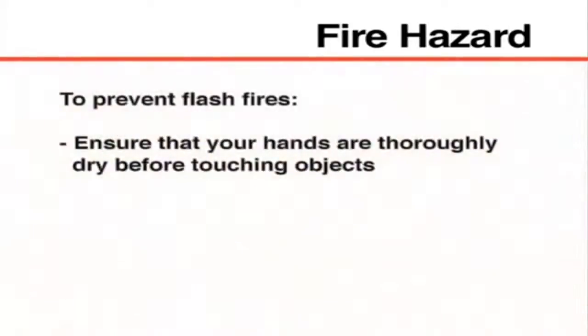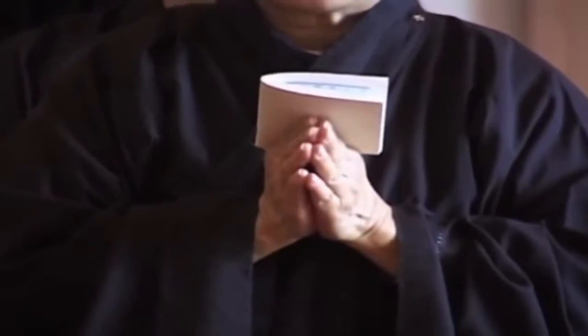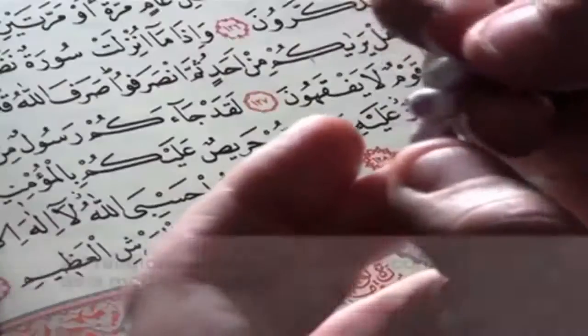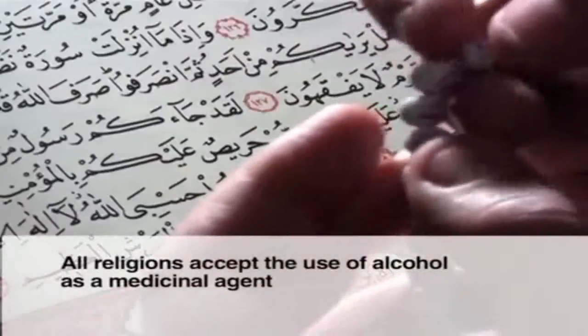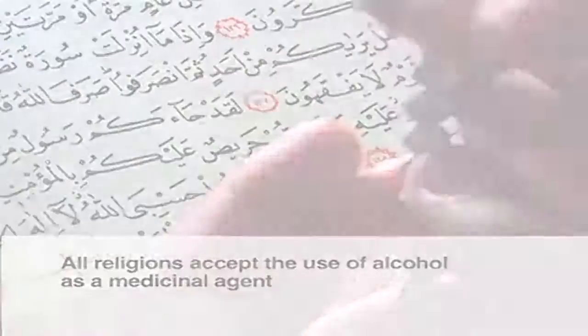Alcohols are flammable. Although exceedingly rare, flash fires involving the hands of healthcare workers can occur if caregivers touch open flames or if a static spark occurs when hands are still coated with alcohol. To prevent such events, it is important to ensure that hands are thoroughly dry before touching objects. Although some religions prohibit the use of alcohol, all accept its use as a medical agent and recognize the value of using alcohol-based hand rubs to perform hand hygiene. For example, the Islamic religion permits the use of alcohol as a medicinal agent.